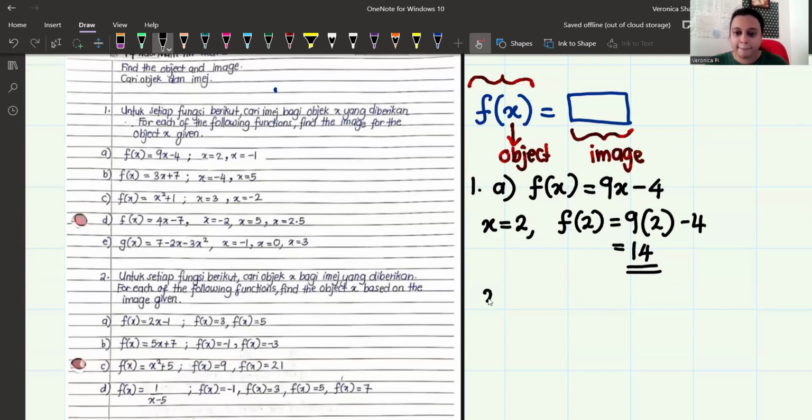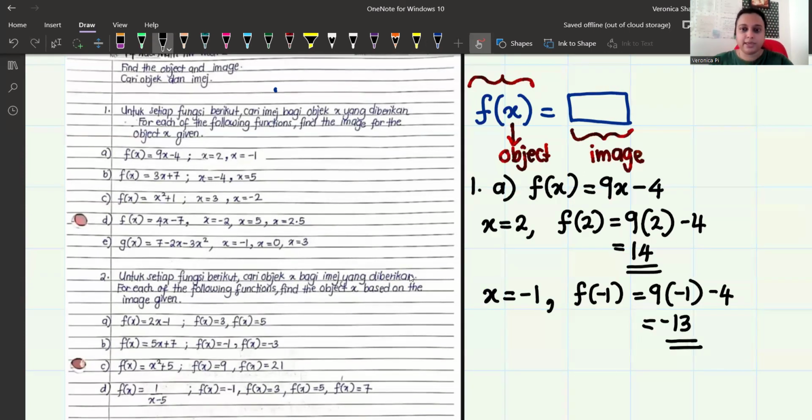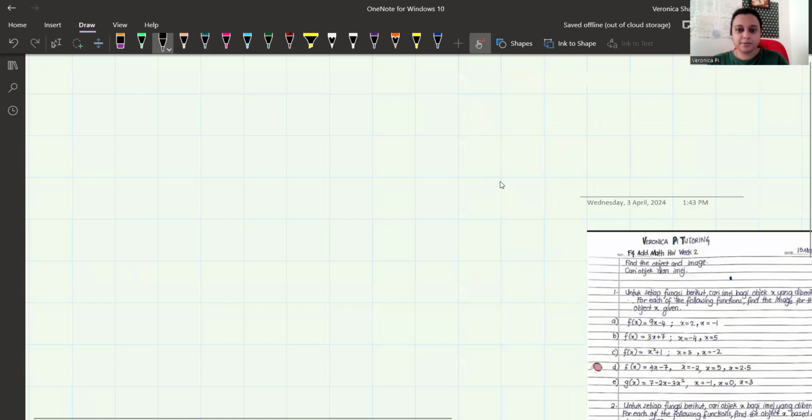Okay, the other one, x is negative 1. So here we ganti negative 1. So 9 times negative 1 minus 4. So we get negative 9 tolak with 4, negative 13. Okay, A done. Now teacher do B.